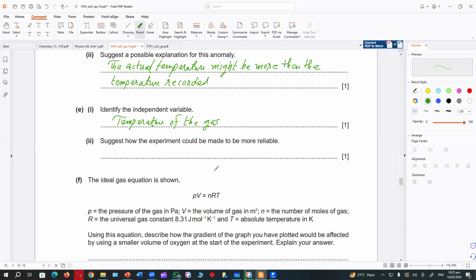Suggest how the experiment could be made to be more reliable. Repeat. That's a political answer. Obviously, every experiment can be improved by that. So you can say repeat, but there might be some reason, some precaution related to the experiment.